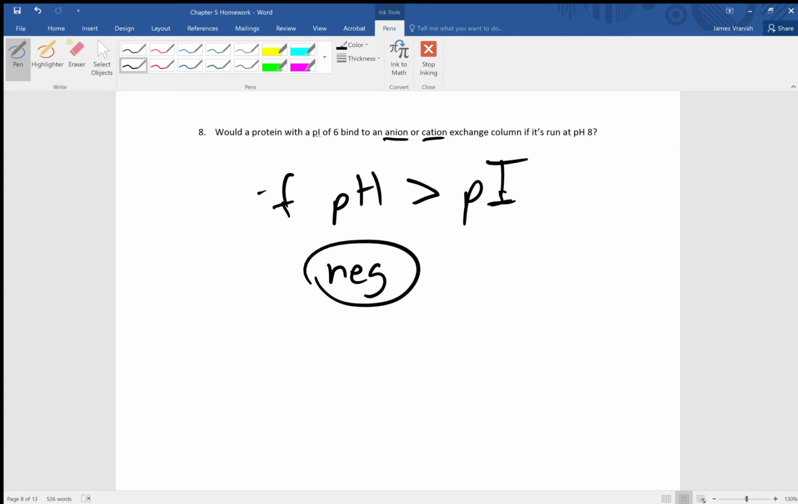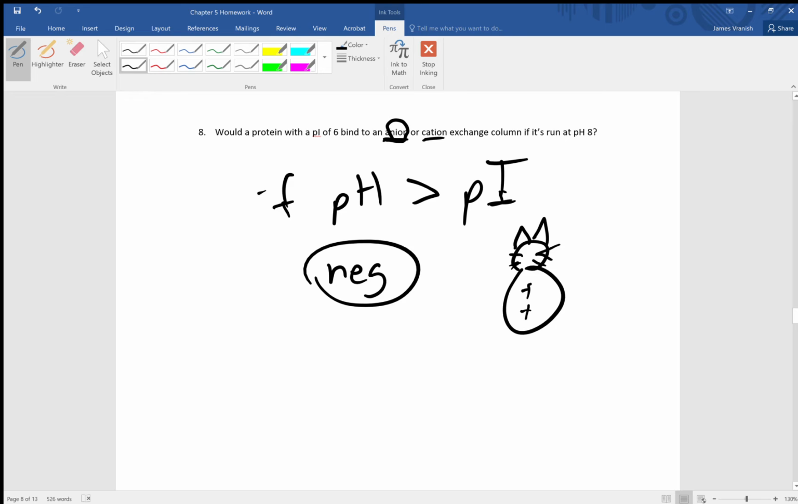Now, if you get confused about anion cation, the way I like to tell my Gen Chem students this is by drawing this little fun guy right here. All right, this is the plusy cat. So cations are positively charged. So if our protein is negatively charged, it is an anion and will therefore bind to an anion exchange column.